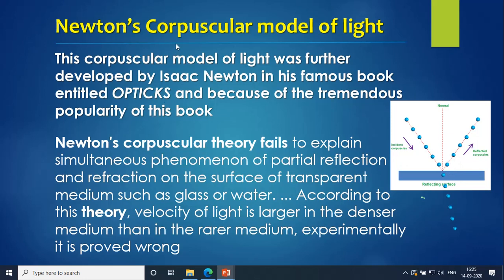But according to Newton's corpuscular model of light, when light is hitting the surface, almost the entire amount of light is repelled from the surface. But here a part of light is repelled or bounced back, reflected, and the remaining part of light is refracted into the denser medium. So he couldn't explain the simultaneous phenomena of reflection and refraction. That is why Newton's corpuscular model of light failed.